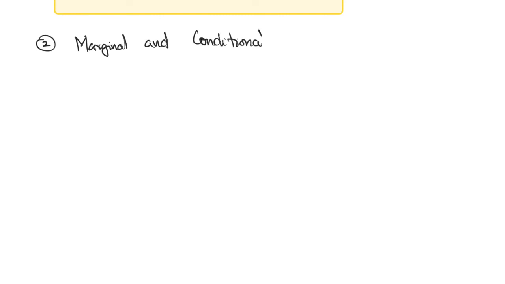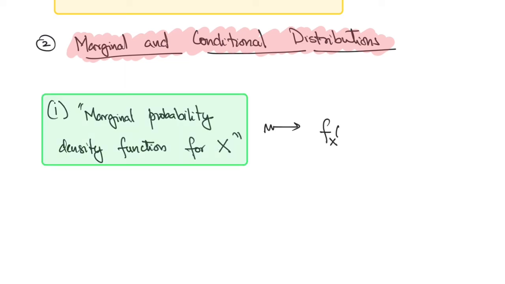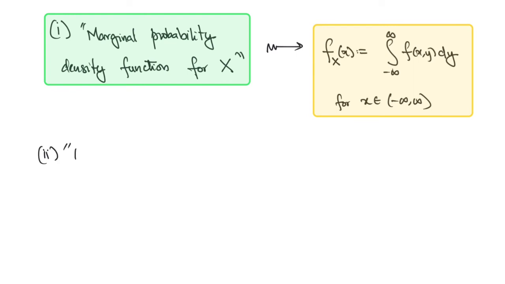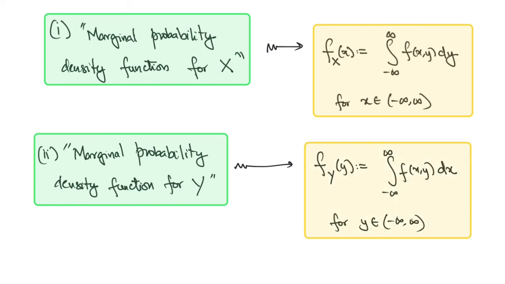Talking about marginals and conditional distributions in the context of continuous random variables, the marginal probability density function for x is defined as f sub X of x, and this is the integral from minus infinity to plus infinity of the density f(x,y) with respect to dy. Similarly, the marginal probability density function for y is defined as the function f sub Y, and this is the integral from minus infinity to plus infinity of the density with respect to dx, and this is defined for all values of y inside the real line.